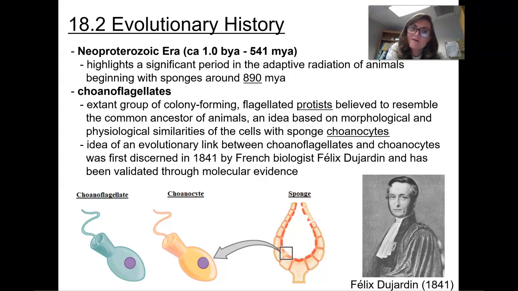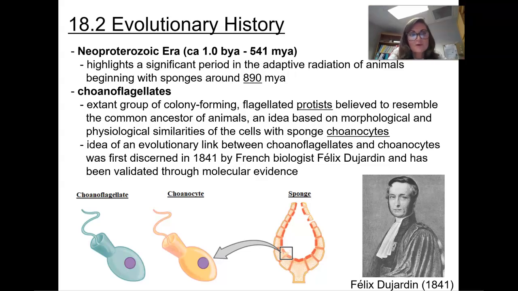The idea of an evolutionary link between the choanoflagellates and the choanocytes was first discerned in 1841 by a French biologist, Félix Dujardin, and this has been validated through molecular evidence. Here we're going to look at these different pictures, which lead to the development of when we first start to see sponges.